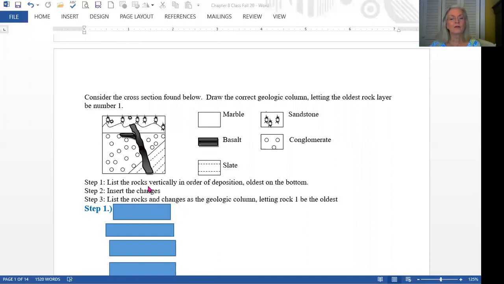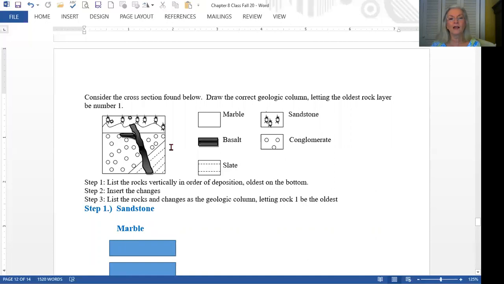So we want to do step number 1, list the rocks vertically in order of deposition, oldest on the bottom, youngest on the top. So the easiest way is to start at the top and work your way down. So the rock at the very tippy top is sandstone. So on my step 1, that's what I'm going to write down is sandstone. And then directly below sandstone, we come to this unshaded, and that is marble. And so directly below that, on the line below it, I'm going to write down marble. So we have the sandstone and then the marble.